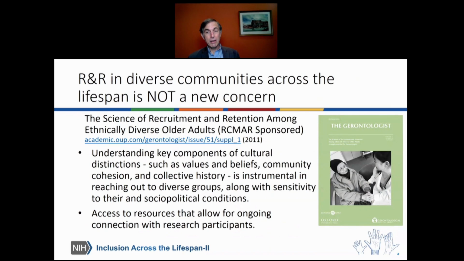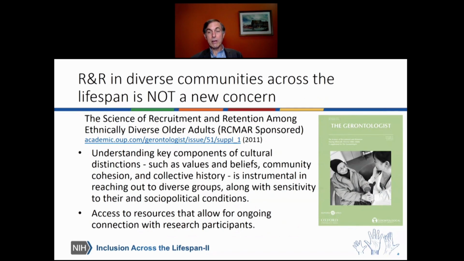And in 2011, we sponsored a special issue of the Gerontologist. I was the executive editor of that issue that had a long series of papers on the science of recruitment and retention, specifically among ethnically diverse older adults. Some of the key themes that came out of that set of articles was that it's important to understand components of cultural distinctions across groups, including values and beliefs, sources and dynamics of community cohesion, and the collective history of that community. And all of those are instrumental in reaching out to the different groups in your communities, and also necessitate sensitivity to their sociopolitical conditions.